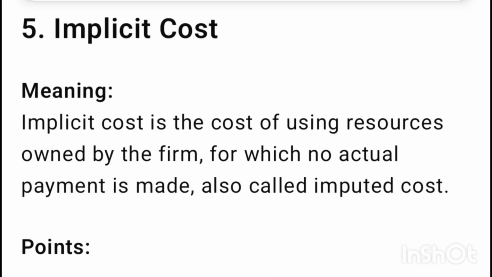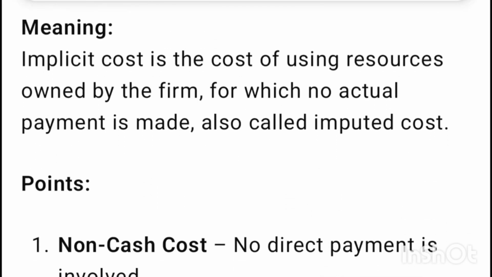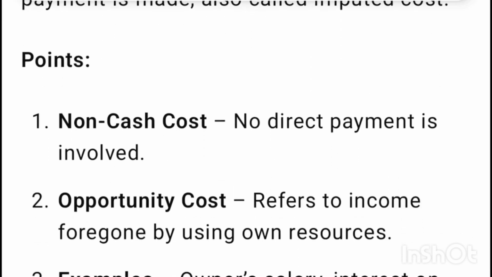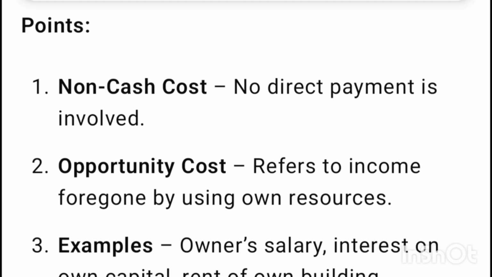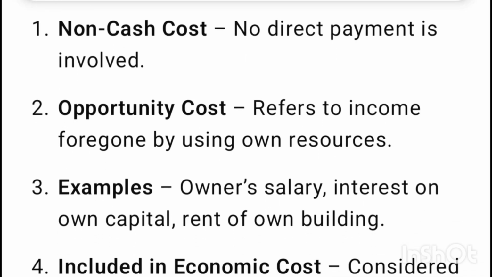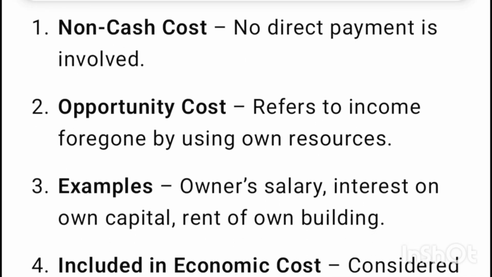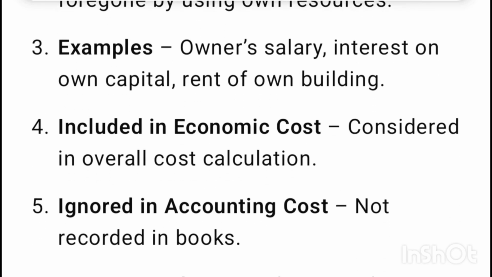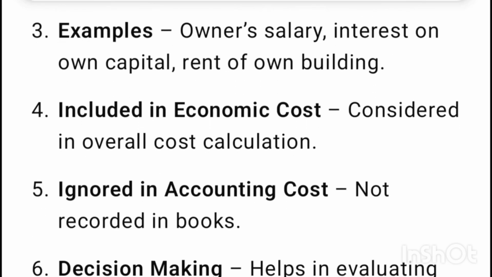Number 5. Implicit cost, meaning. Implicit cost is the cost of using resources owned by the firm for which no actual payment is made, also called imputed cost. Points. 1. Non-cash cost. No direct payment is involved. 2. Opportunity cost. Refers to income foregone by using own resources. 3. Examples. Owner's salary, interest on own capital, rent of own building.